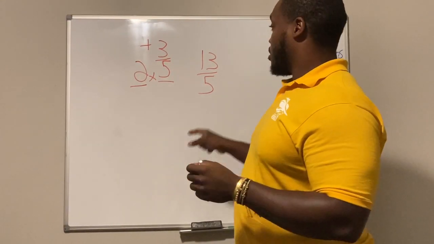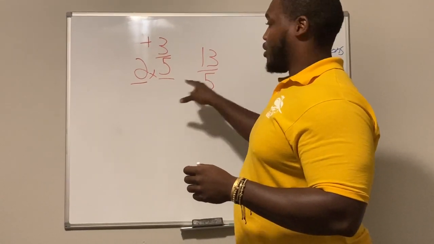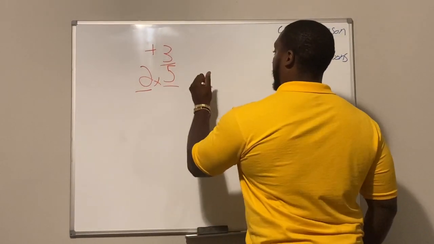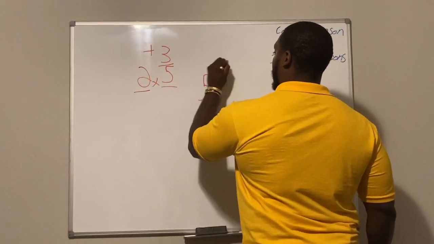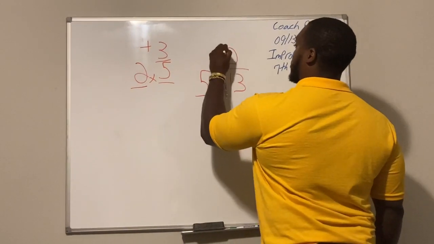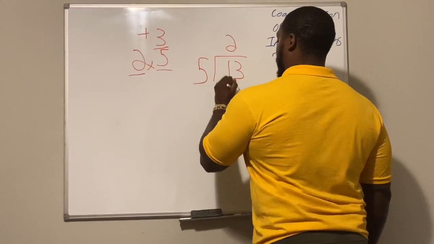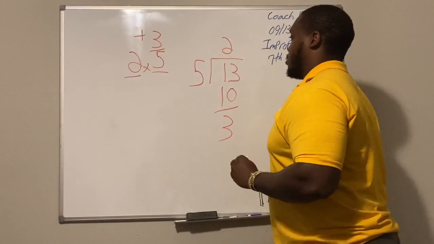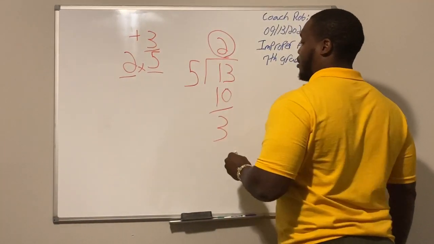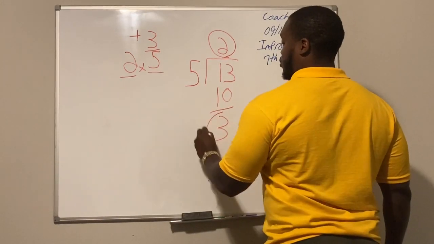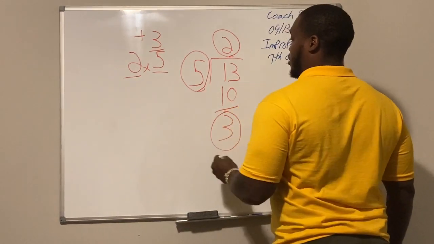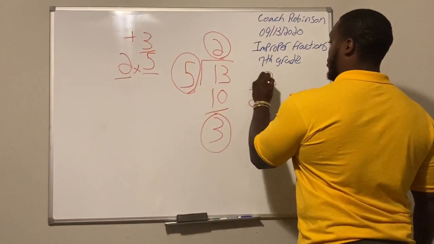Now I'm going to show you how to turn the improper fraction back into a mixed number. So what you want to do is divide 5 into 13, right? 5 goes into 13 two times. 2 times 5 is 10. Your remainder is 3. So your quotient is always the whole number. Your remainder is always the numerator. And your divisor is always the denominator. So you can build it: 2 3/5.